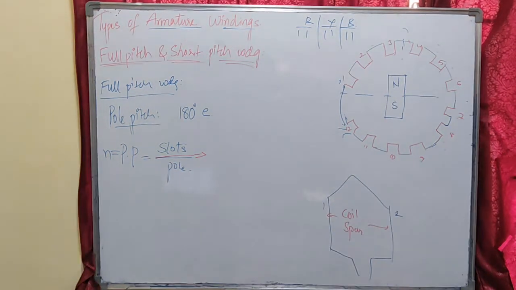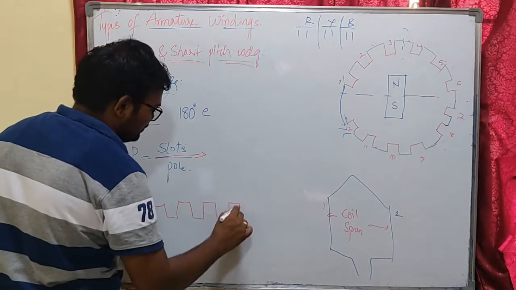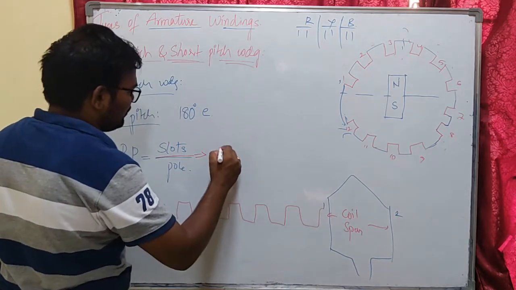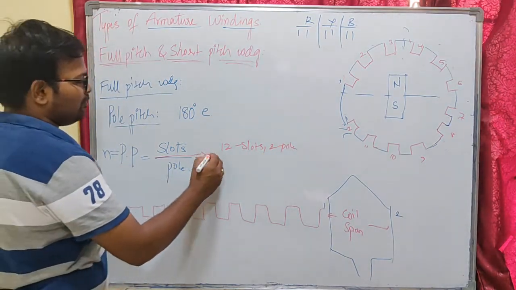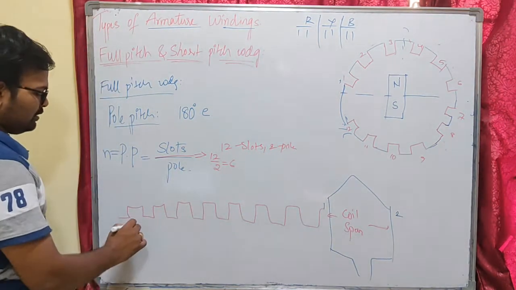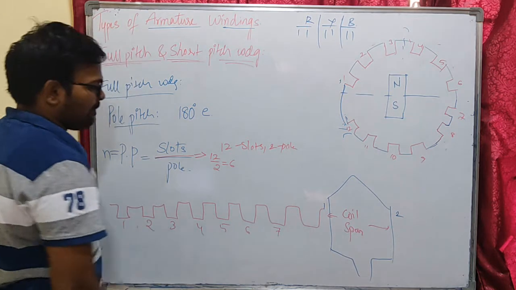So if a coil side in one slot is connected to a coil side in another slot which is one pole pitch distance away from the first slot, the winding is said to be full pitch winding. Let me consider the number of slots. I am going to consider a 12 slot 2 pole machine. That means the pole pitch will be 12 by 2, which is 6. If this is my first slot, this will be second, third, fourth, fifth, sixth and seventh.